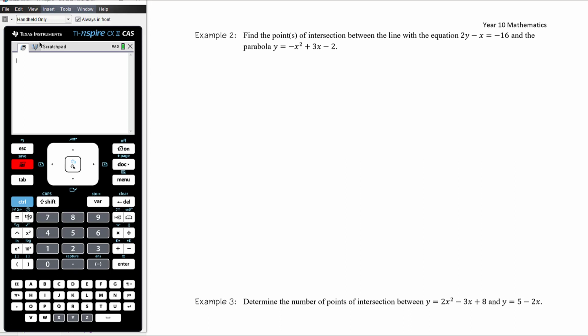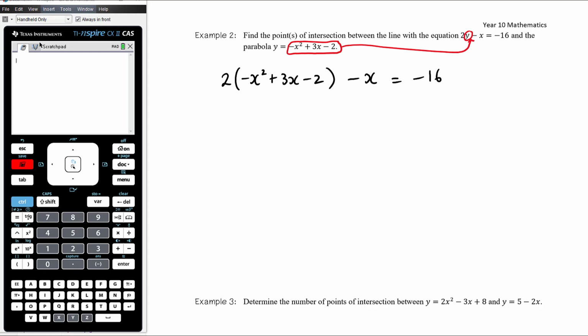So you haven't got x or y as the subject here, so it's harder to substitute the linear equation into another equation. Remember, substitution works best when at least one equation has x or y as the subject, and we have that in the quadratic equation. So we know that this here is equal to y, so if we take that and replace y in the other equation with that, we'll have a single equation involving x. So we're going to have 2 times (x squared plus 3x minus 2), so that's our substitution, take away x equals -16.